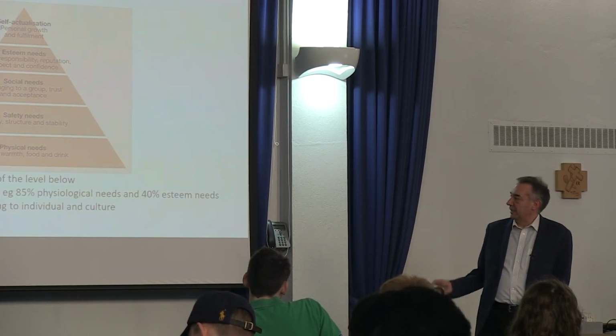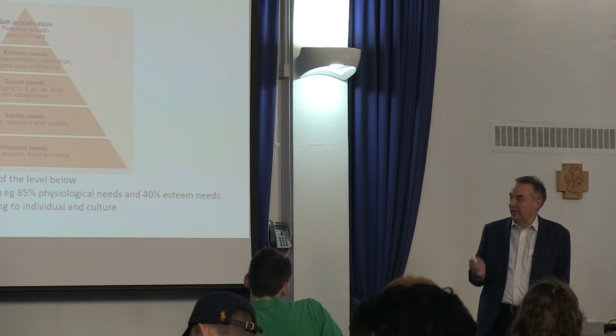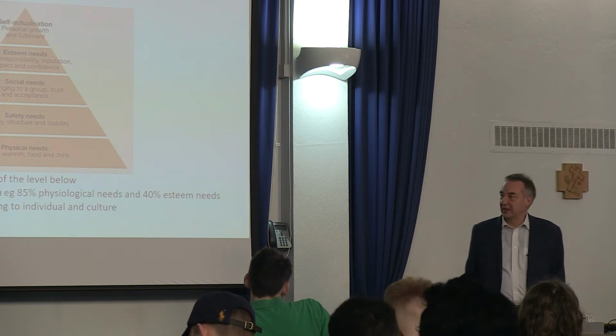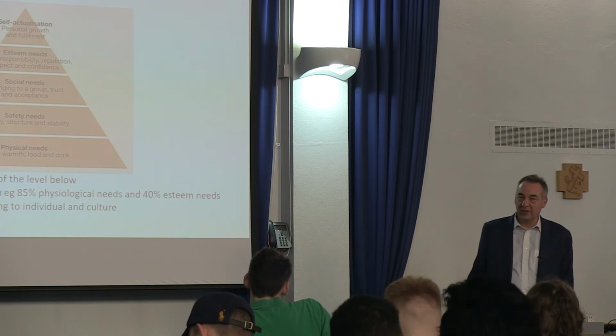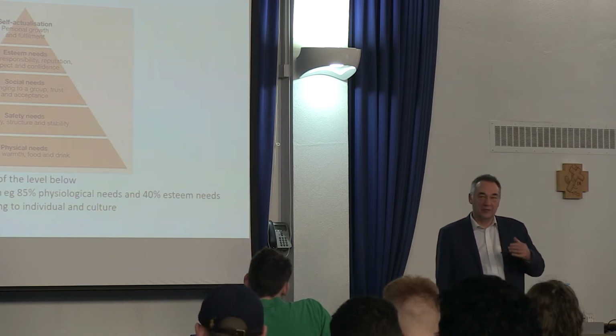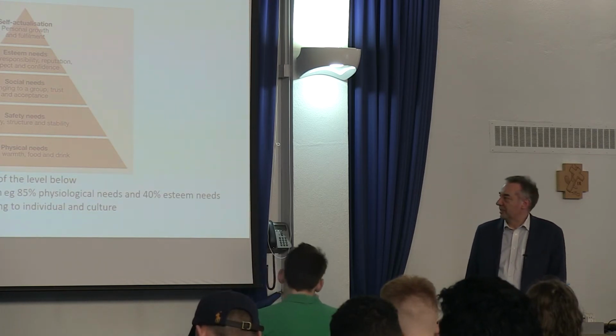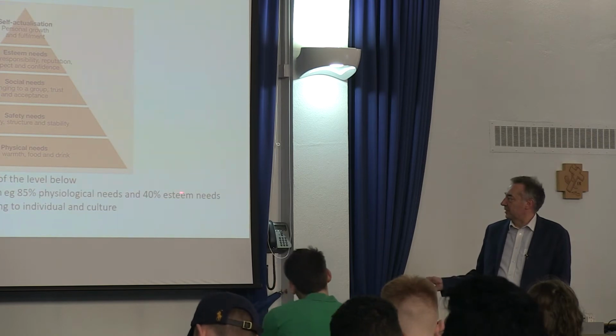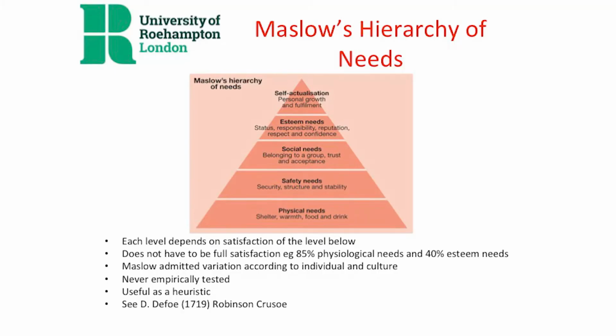And actually, there have been some suggestions about how to modify it, like the higher you go up in the pyramid, the less you need to fulfill that need before you can move on to the next one. So there has been, for example, a suggestion that if you fulfill 40% of esteem needs, then you might want to move on to self-actualization without necessarily having to fulfill them any further.